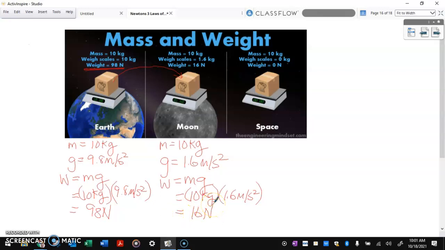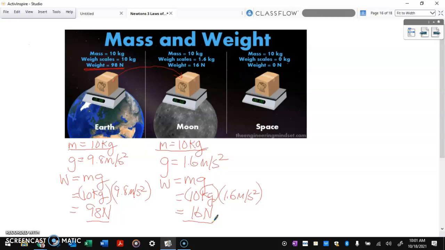That's a big difference. Now, what I want you to take away from this is notice something. The mass did not change. There was no change in mass, but there was a change in the weight. That is the takeaway. And there are several questions on the unit assessment that talk about this.